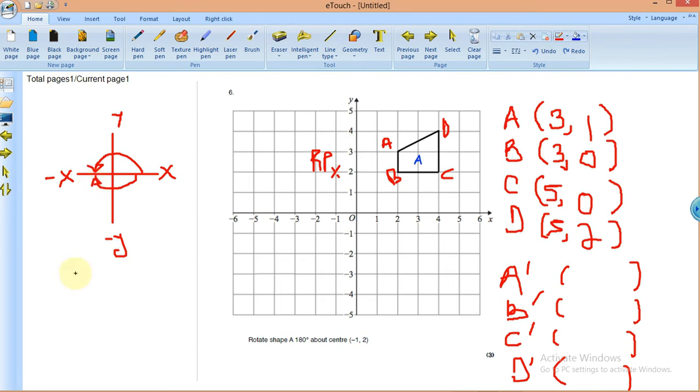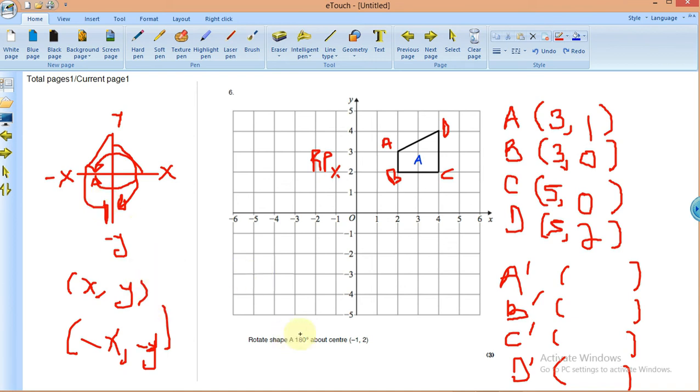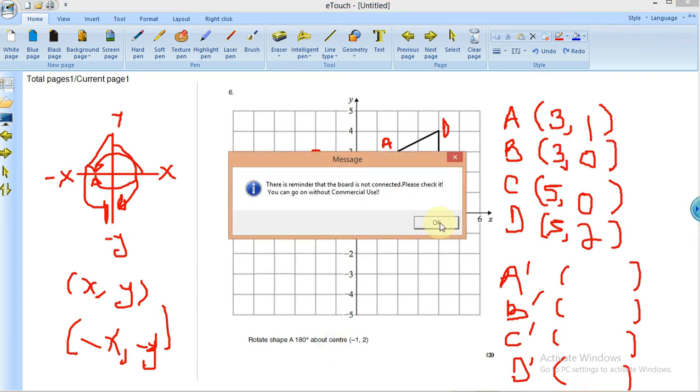So we've seen that x changes to minus x. So x comma y changes to what? That's the rule. So x will change to minus x, and y also changes to minus y. And you can confirm that. This is y clockwise is minus y, and if you go y anti-clockwise, it's also minus y. So for 180 degrees, it doesn't matter whether it's clockwise or anti-clockwise. It will give you the same answer.